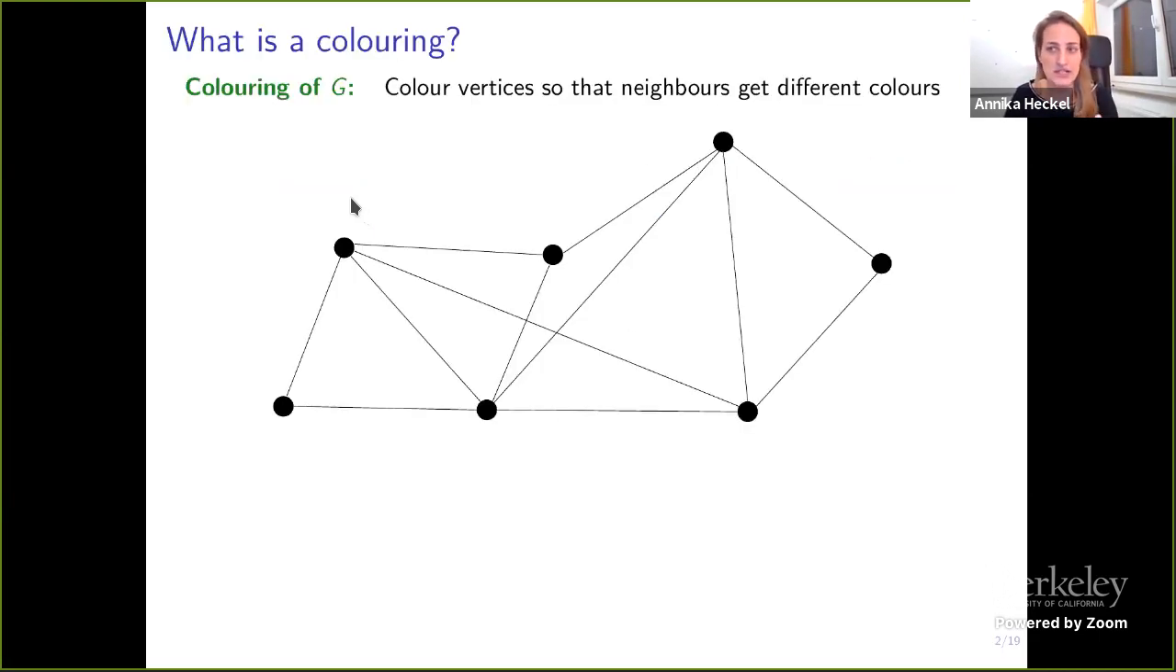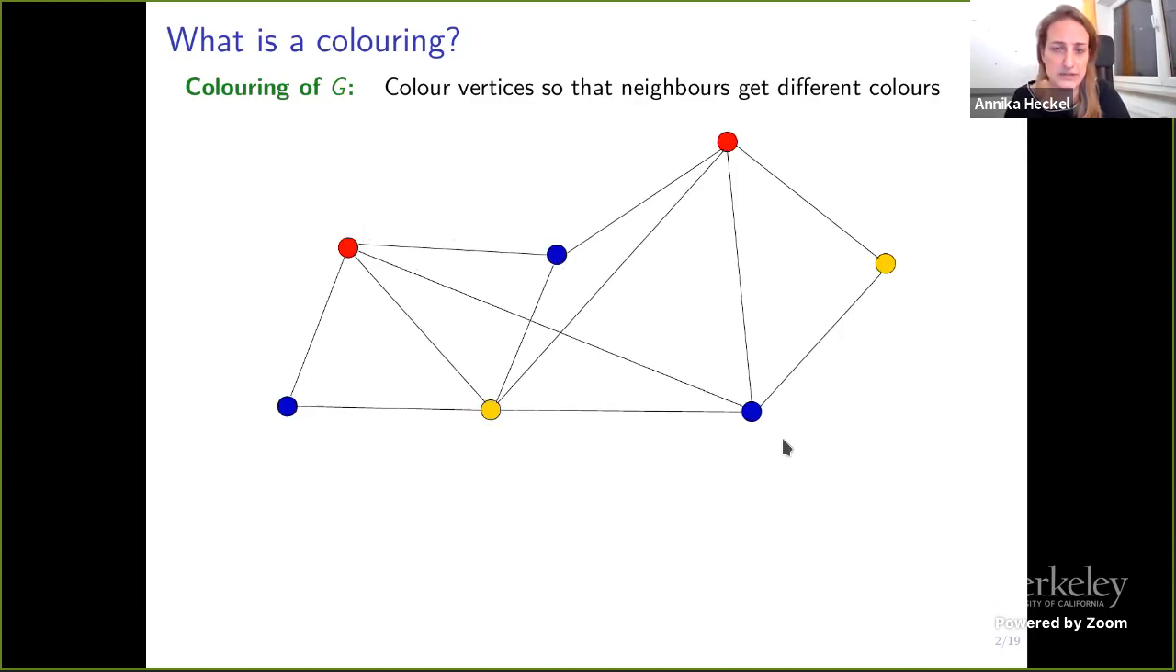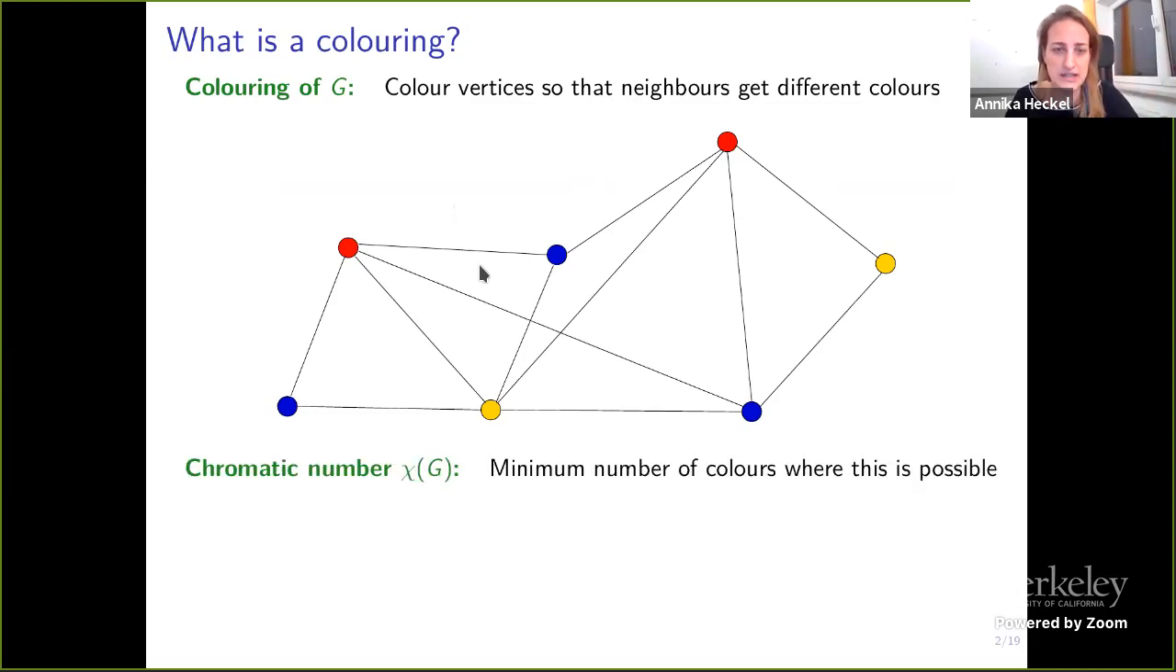So first of all, what is a coloring? The setup is we have a graph, and we want to give a color to every vertex so that neighbors are always colored differently, like in this coloring. So whenever we have an edge, the endpoints get different colors. And the question is now, how many colors do we need to be able to do this? And that's the chromatic number, which we denote by chi.